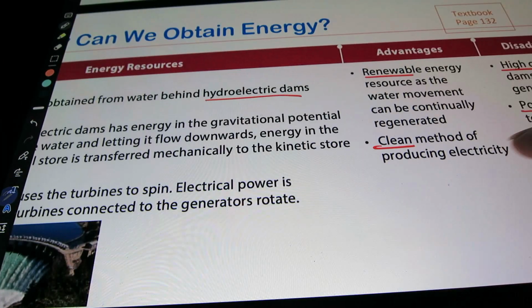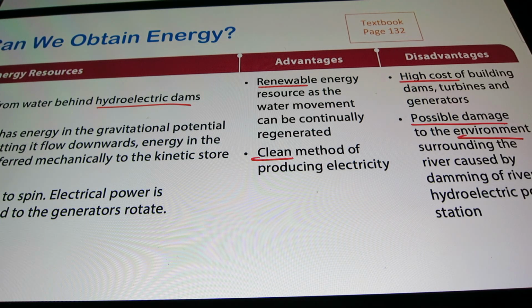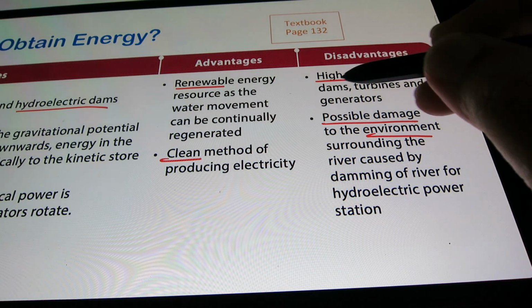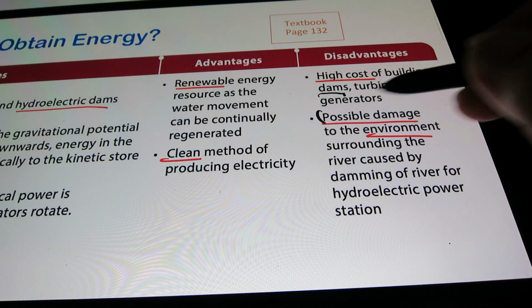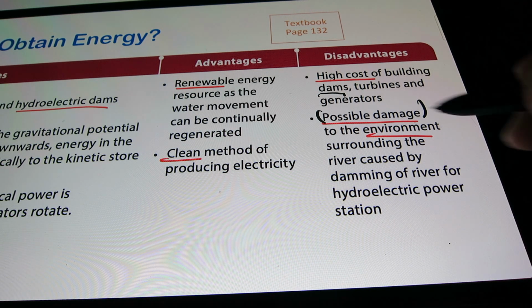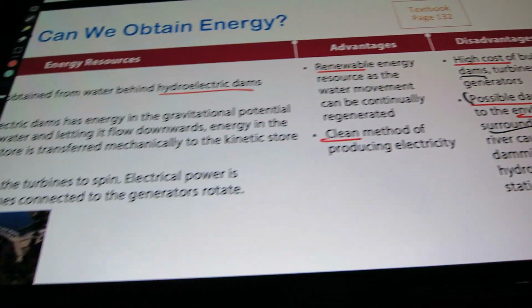Now, it is a renewable source of energy because the energy is always there. There's always water being held up there. It is clean. The only negative effect is that it's expensive to build a dam. I think there will also be damage to the environment when you dam the river in the first place.